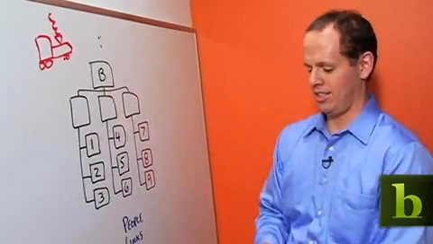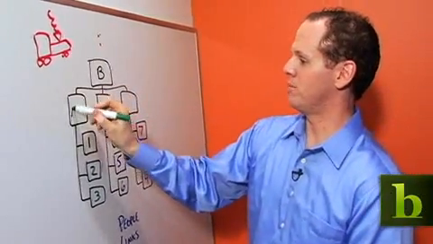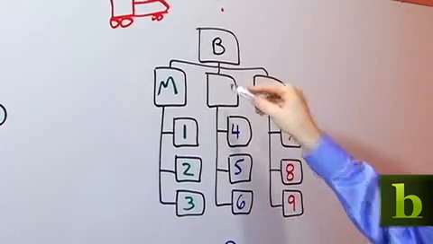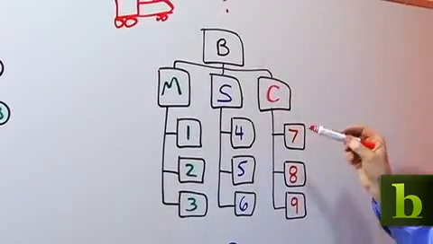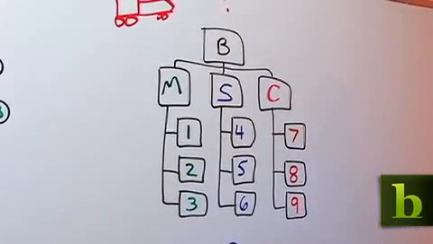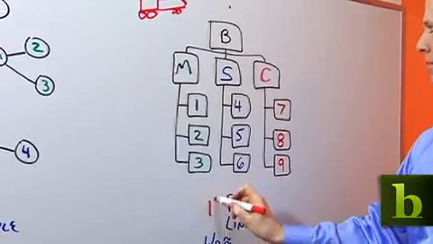Here we have the boss with 3 managers. We'll call this one the manufacturing manager. We'll call this one the sales manager. And we'll call this one the customer service manager. Each of those has 3 direct reports. Total of 13 people in this picture.